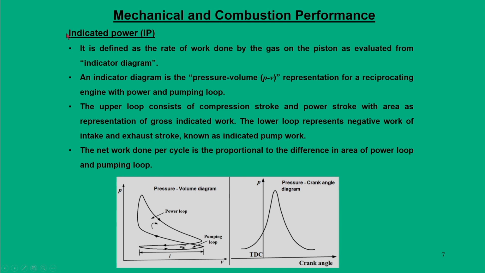The first parameter we are going to look at is the indicated power. As you know, in thermodynamics the pressure volume characteristics can be plotted graphically based on certain thermodynamic processes like constant pressure, constant volume, isentropic process. We will now touch upon similar plots, and in IC engines we call it an indicator diagram. It is the rate of work done by the gas on the piston, as evaluated from the indicator diagram.